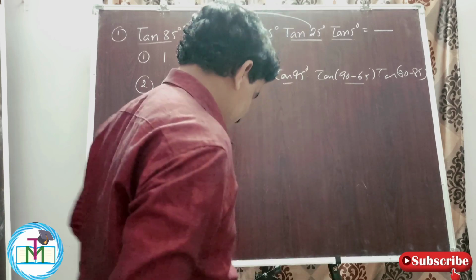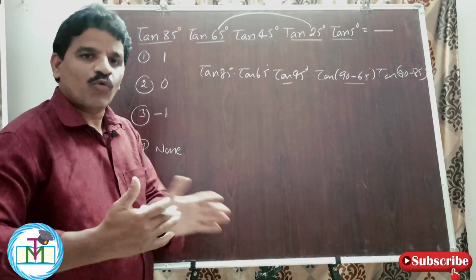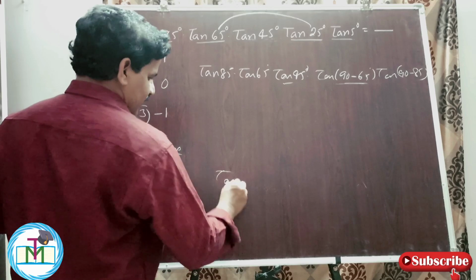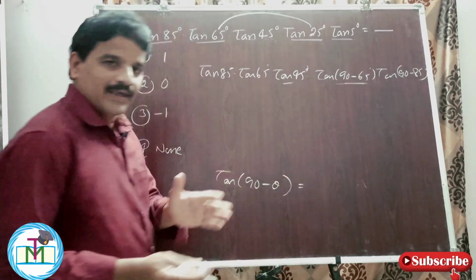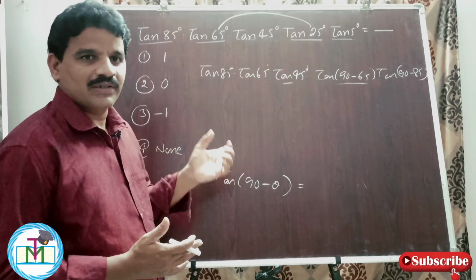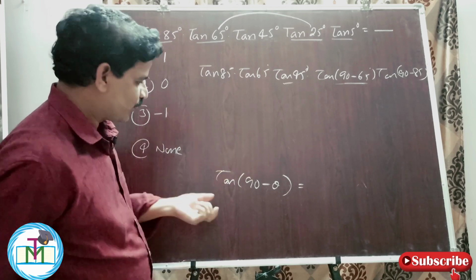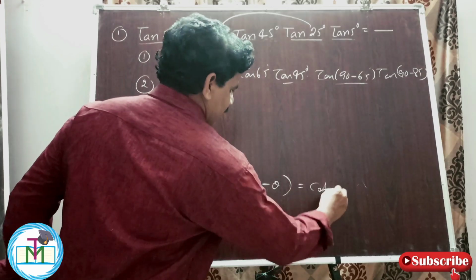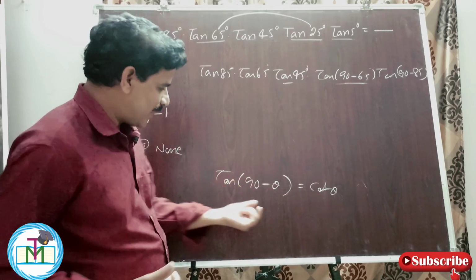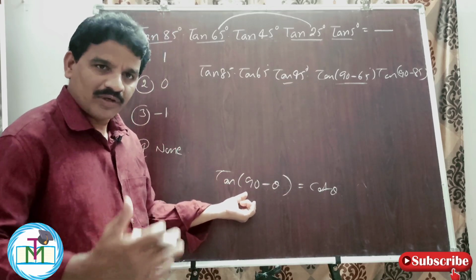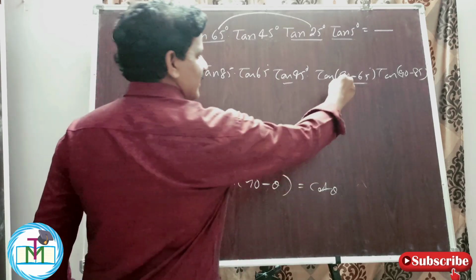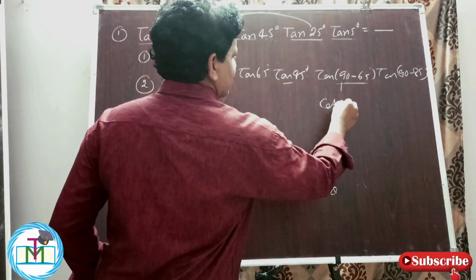Now we apply the formula from the relation between trigonometric functions and quadrants. What is tan of 90 minus theta? In the previous video, the basic concepts video, I discussed all these basics. If you did not watch that video, please watch it and come back to this video. Tan of 90 minus theta is cot theta. For 90 and 270, tan becomes cot. At the same time, 90 minus theta belongs to the first quadrant. In the first quadrant all are positive, therefore I wrote plus. So tan of 90 minus theta is cot theta. Similarly tan of 90 minus 65 can be written as cot 65.